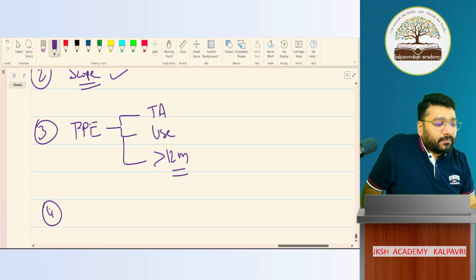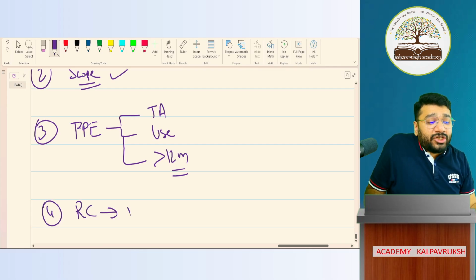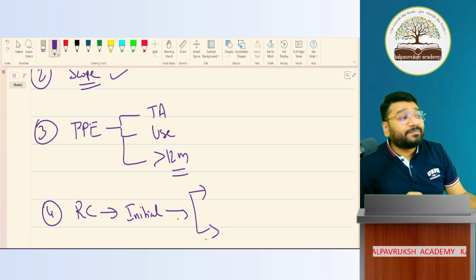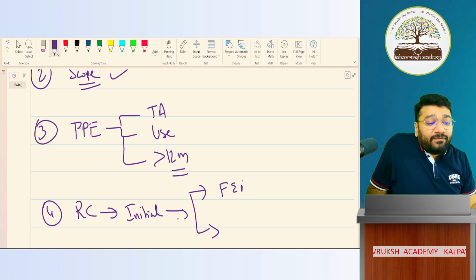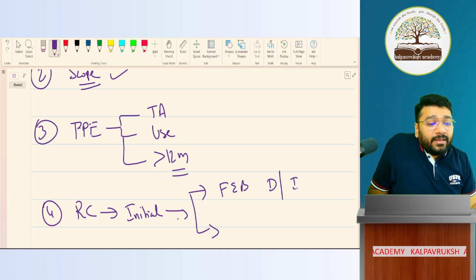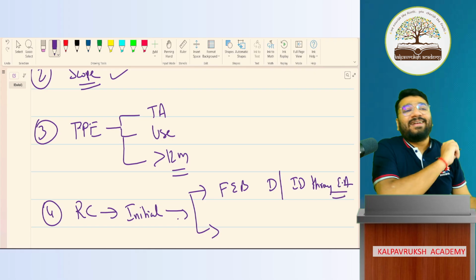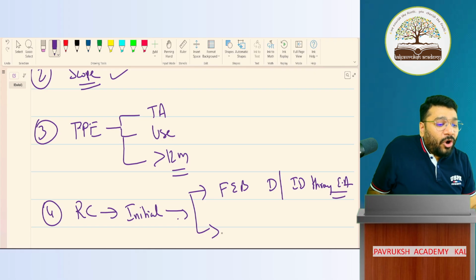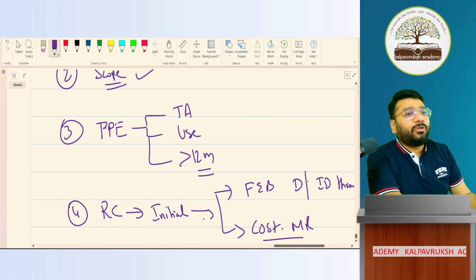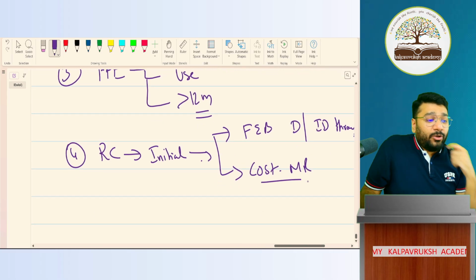Fourth, recognition criteria. Initial recognition criteria. How many conditions are there? Two conditions. I should get future economic benefit, either directly or indirectly through an enabler asset. Second, the cost can be measured reliably. Are both conditions satisfied? Yes. So can I do the recognition? Yes.